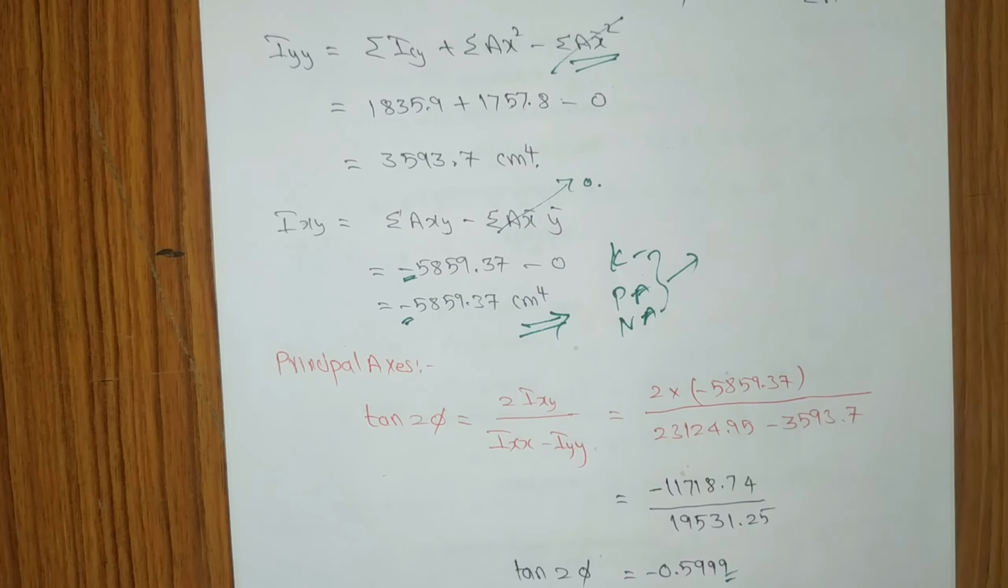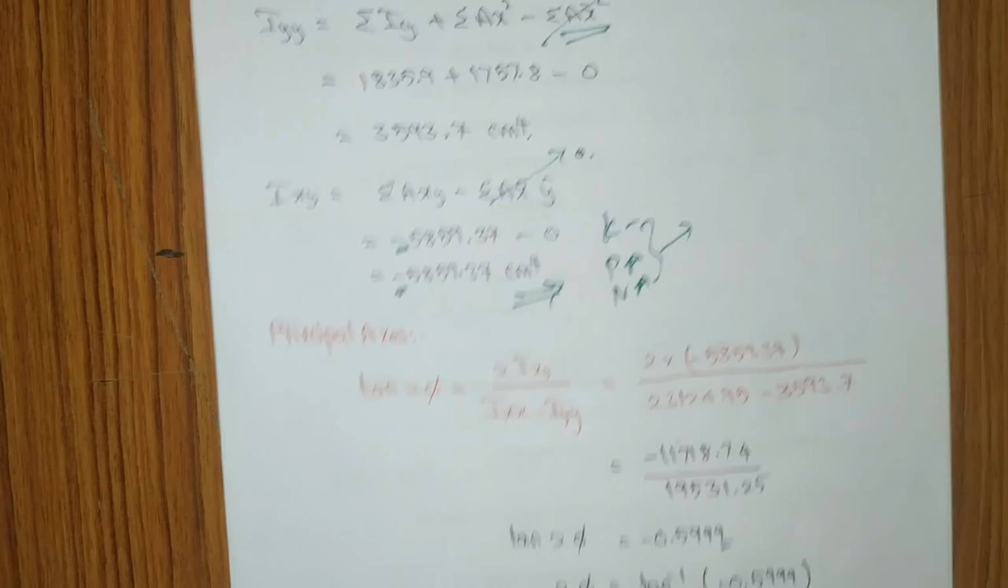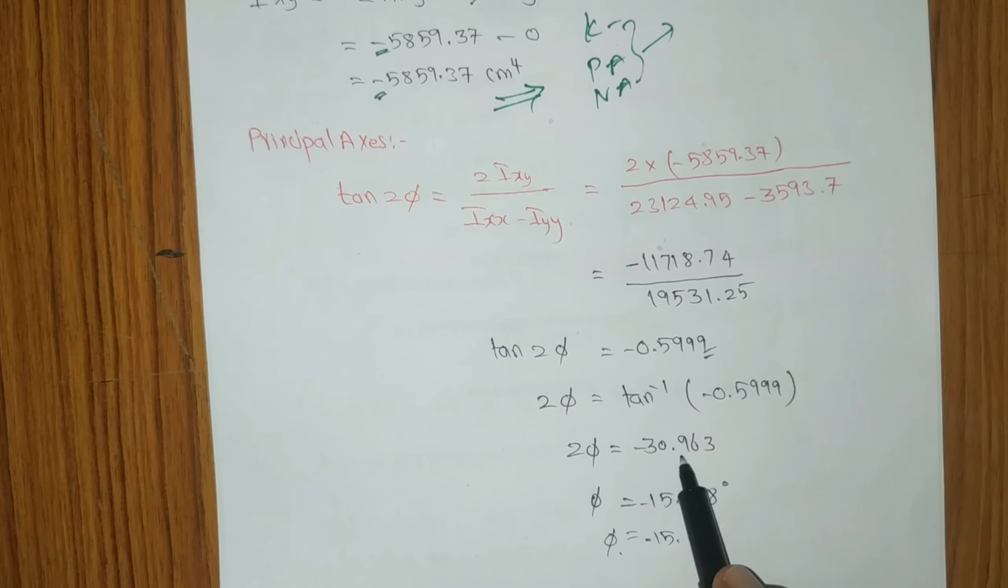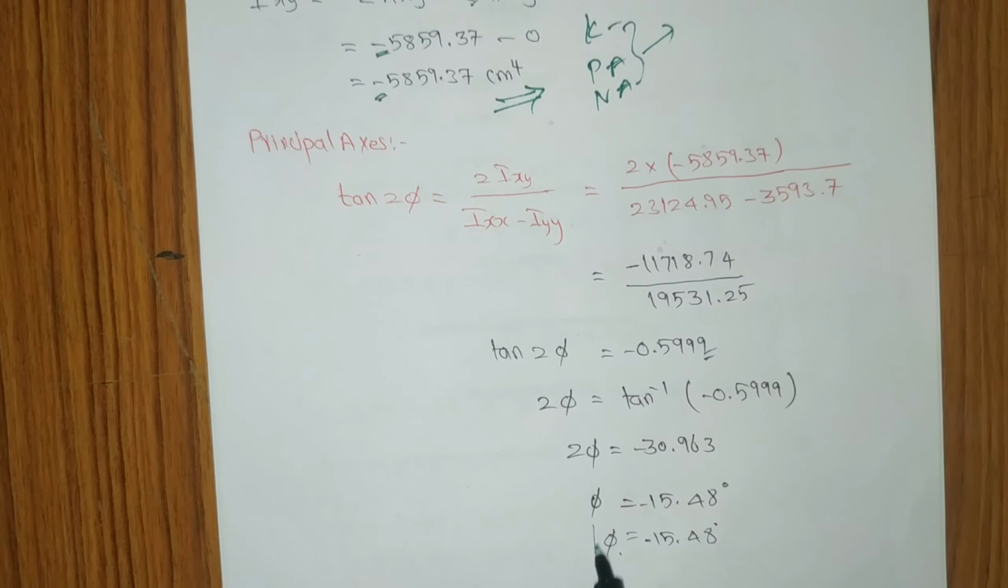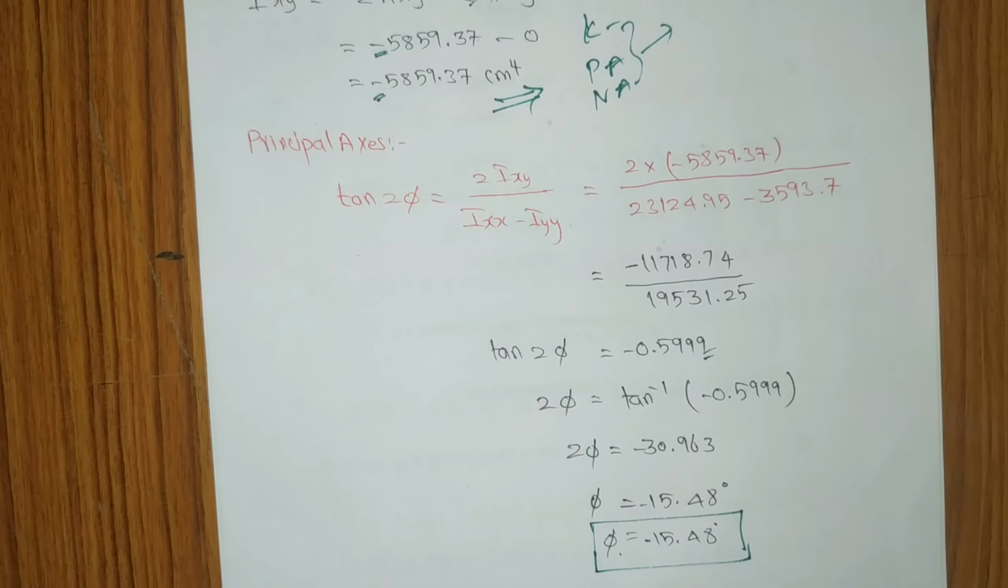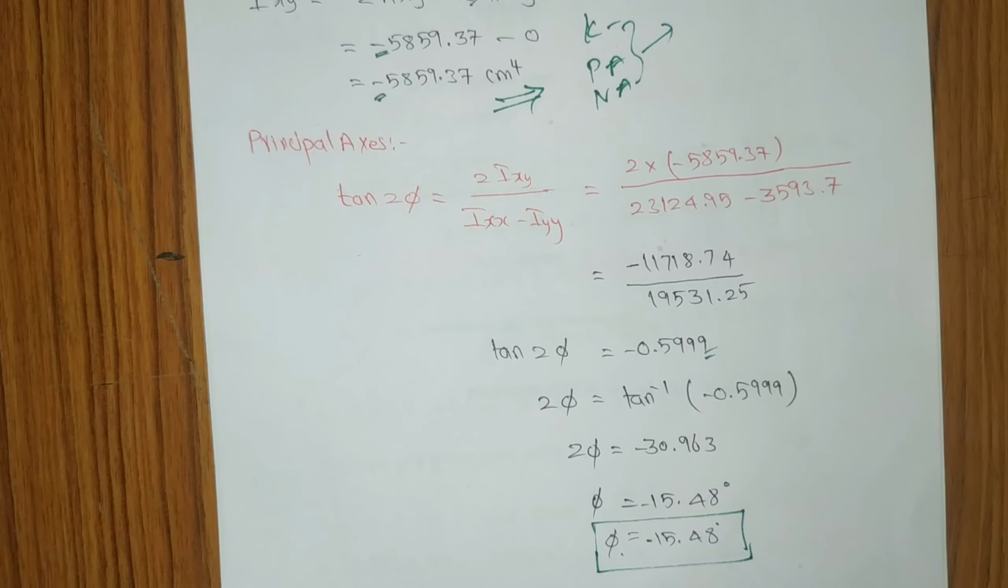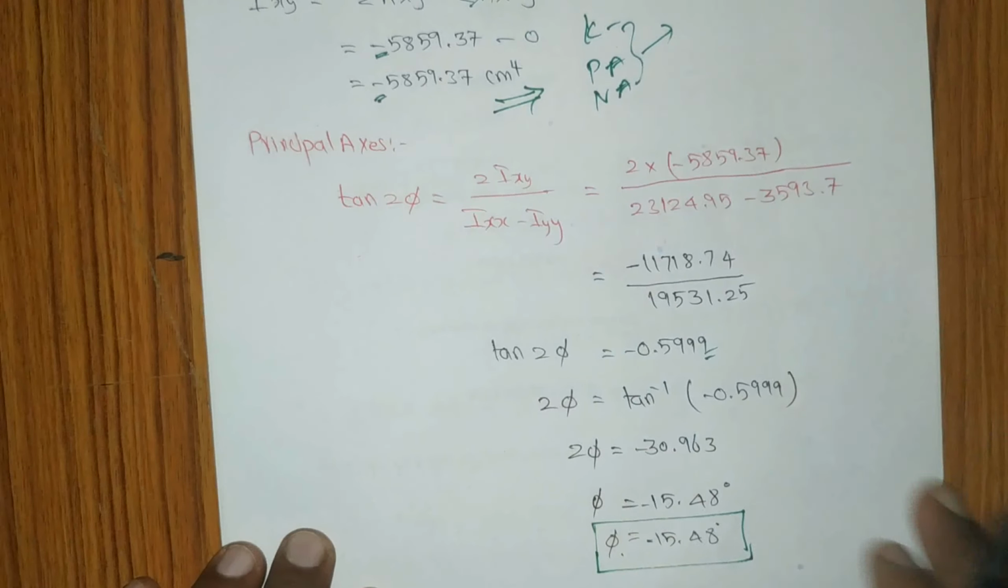So we have to get the angle, meaning tan inverse of this minus value, and 2φ equals minus 30.963. So the angle φ will be minus 15.48. So finally we are getting the principal axis angle φ equal to minus 15.48. So now we have the value of the principal axis angle.